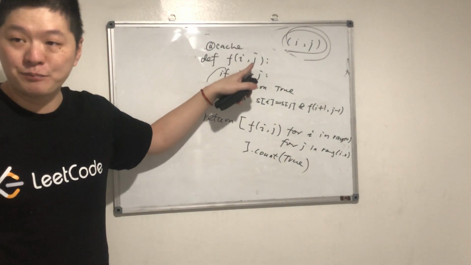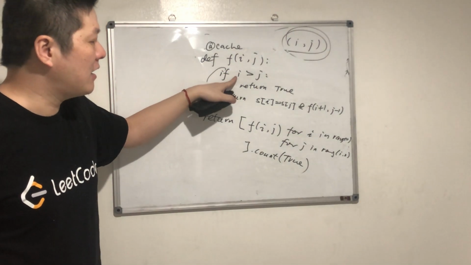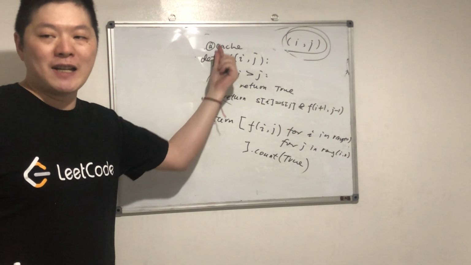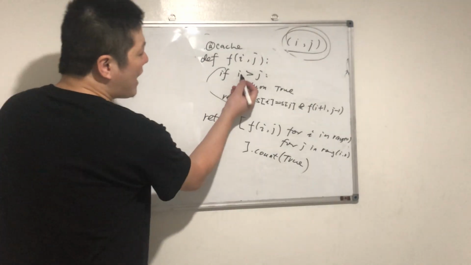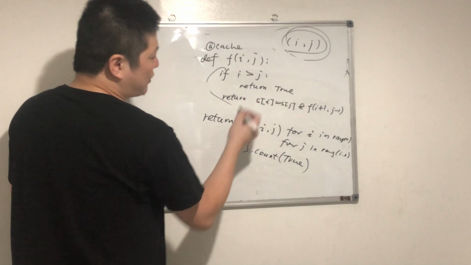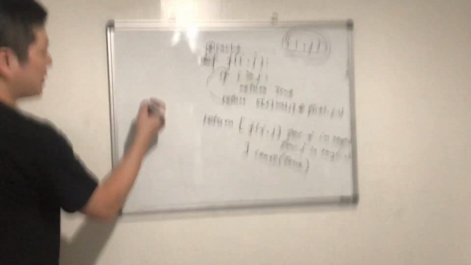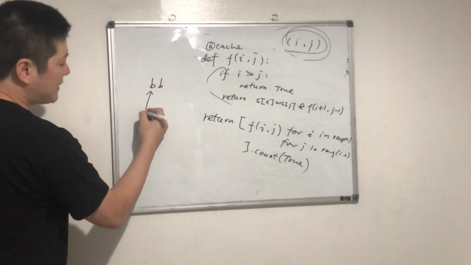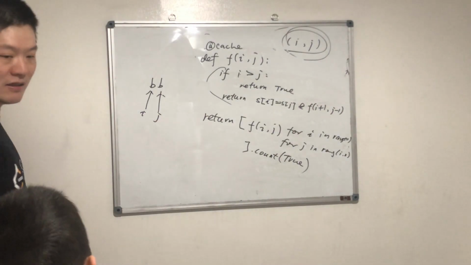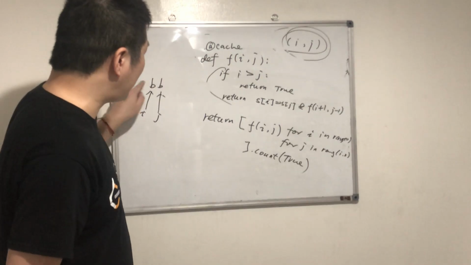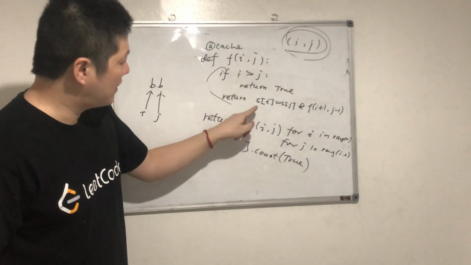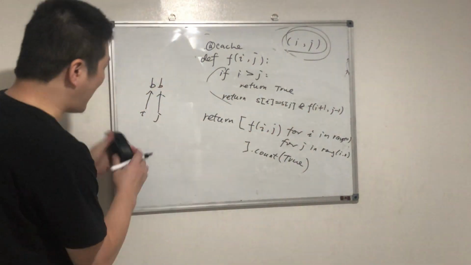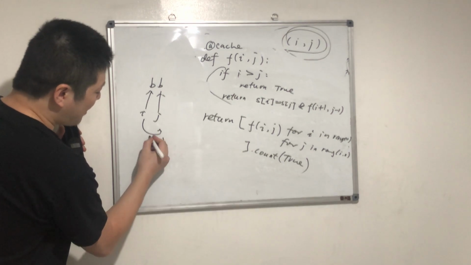Because Fij means that the substring between i and j is a palindrome. Look at why i bigger than j is true. I tell you why. BB, is it a palindrome? Yeah. This is i, this is j. Fi and j, they are next to each other, right? Si equals Sj, right? So then Fi plus 1, j minus 1. So i will be here, j will be here, right?